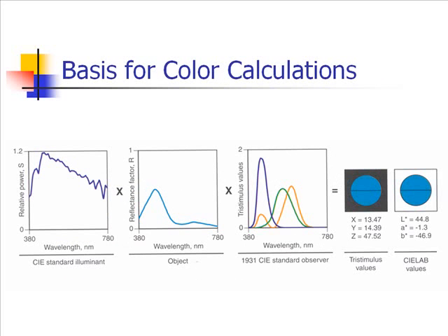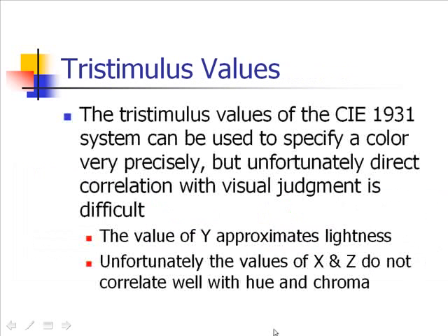Talking about tristimulus values again, the values of the CIE 1931 system can be used to specify color very precisely, but unfortunately direct correlation with visual judgment is difficult. About the only one we use is Y, capital Y, for lightness. X and Z don't correlate very well with anything else. We have to convert these tristimulus values into other numbers to make them more meaningful.